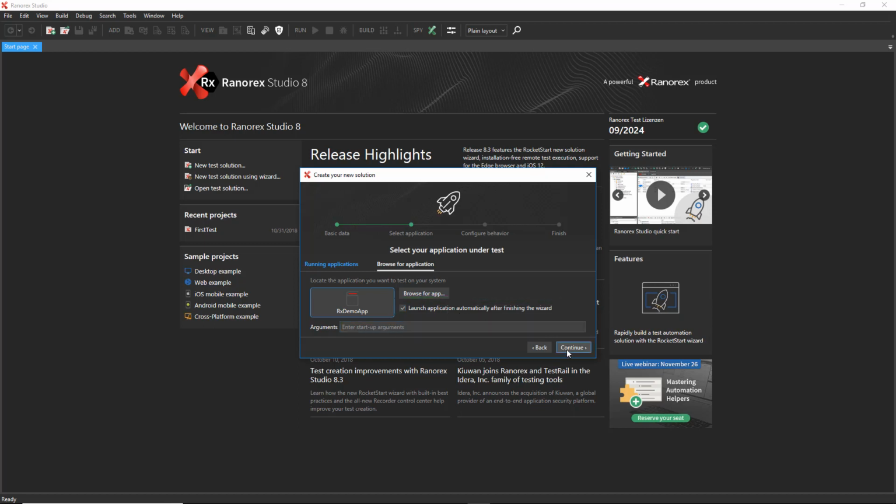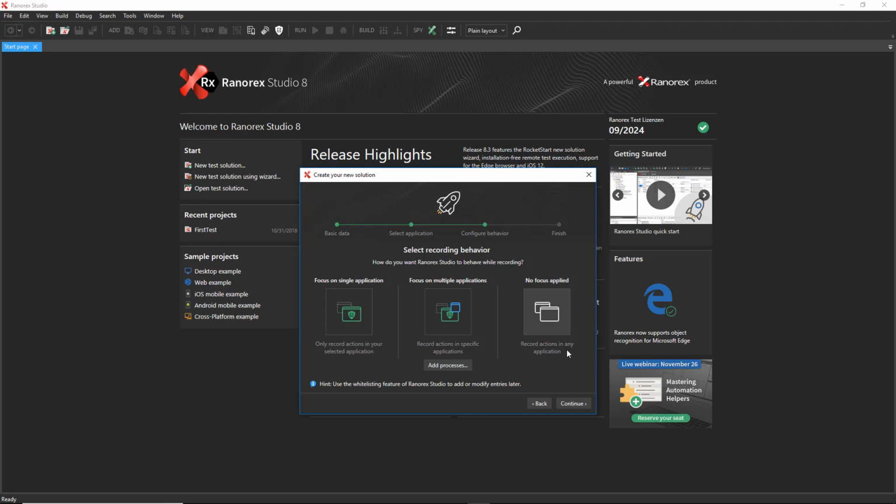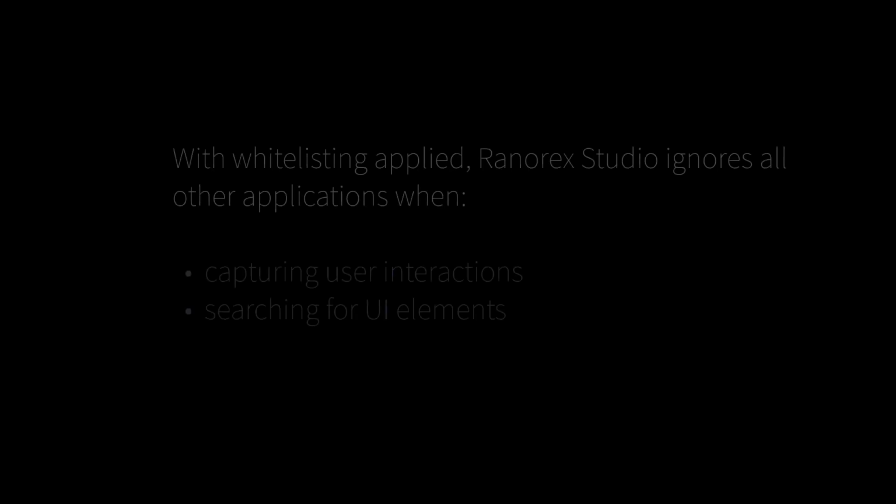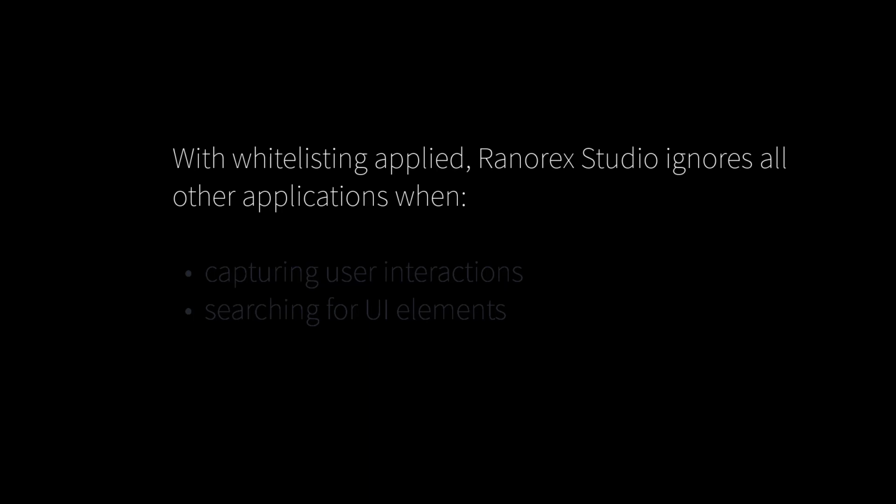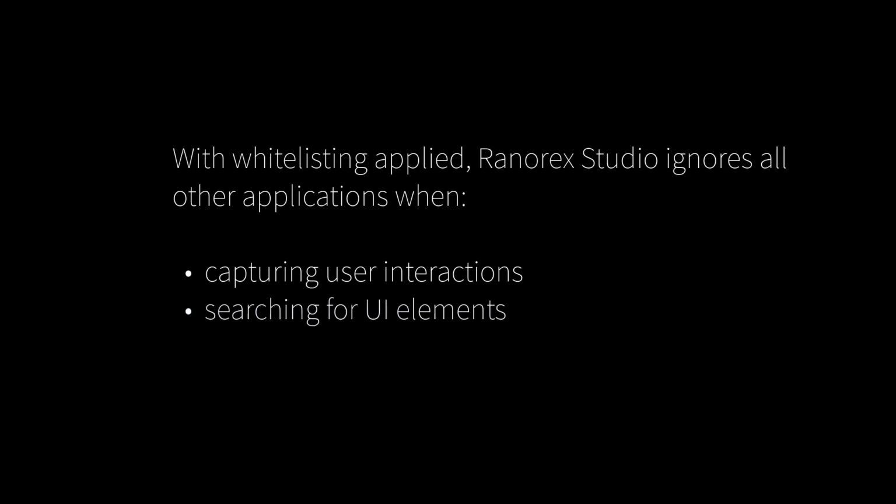Click Continue. Now the recording behavior dialog appears. This is where you configure whitelisting for one or more applications that you plan to test. With whitelisting applied, Ranorex Studio ignores all other applications when capturing user interactions or searching for UI elements. This makes recording easier and also speeds test execution.